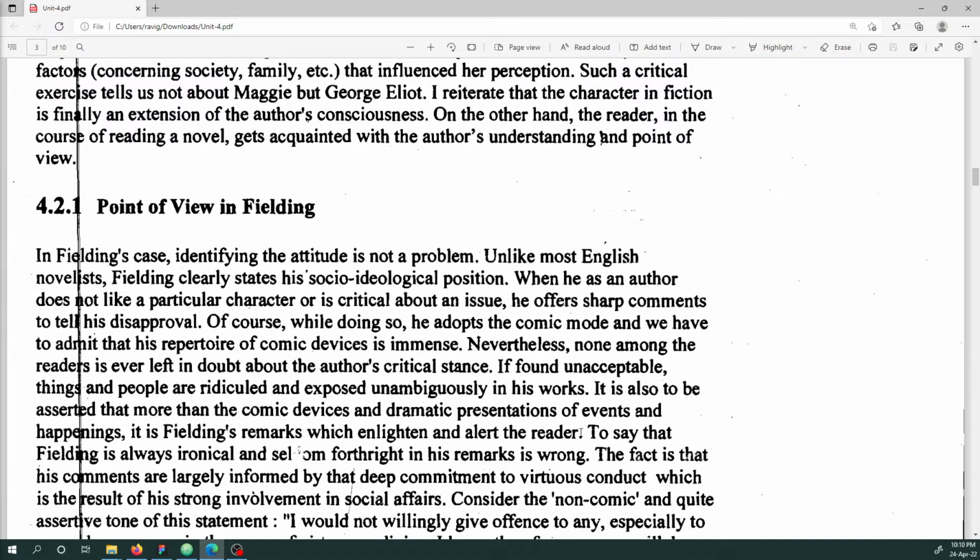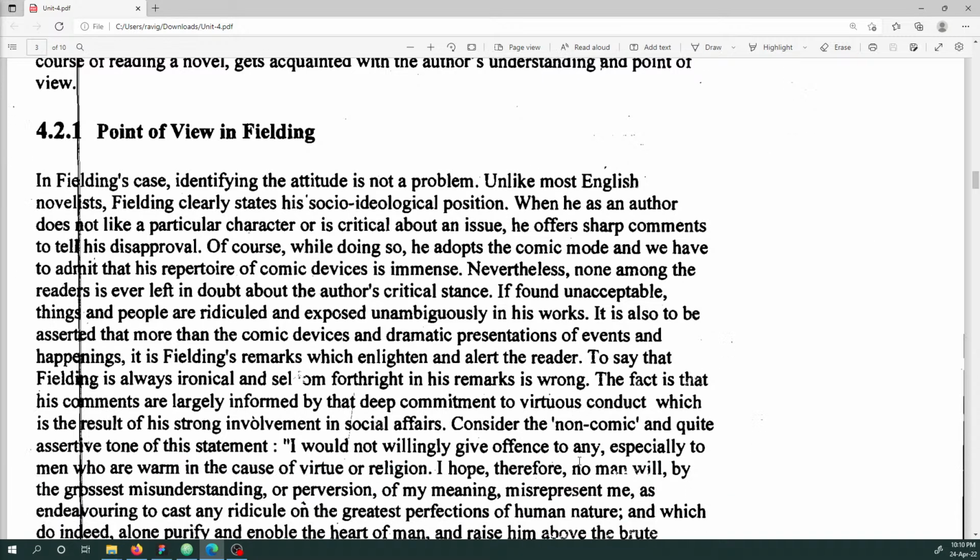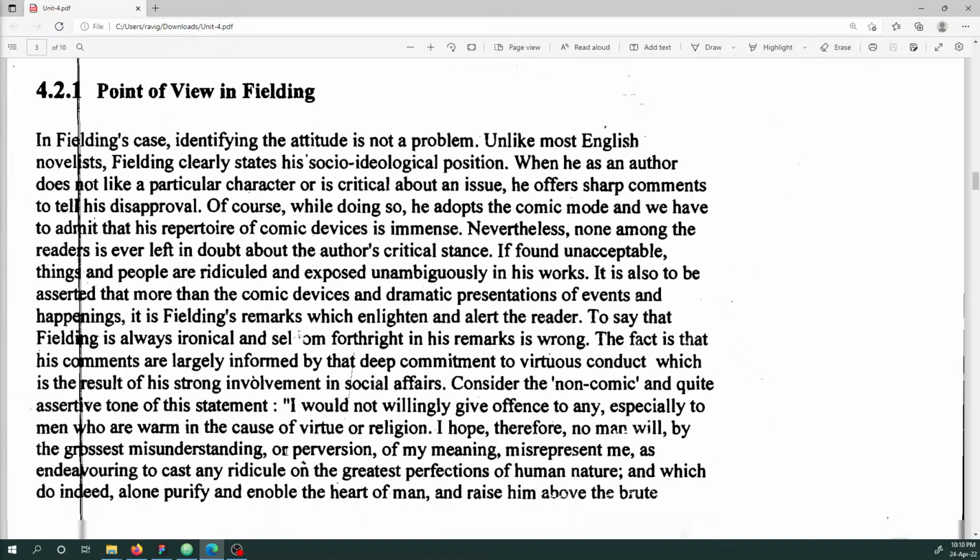To say that Fielding is always ironical and seldom forthright in his remarks is wrong. The fact is that his comments are largely informed by that deep commitment to virtuous conduct, which is the result of his strong involvement in the social affairs. Consider the non-comic and quite assertive tone of this statement.